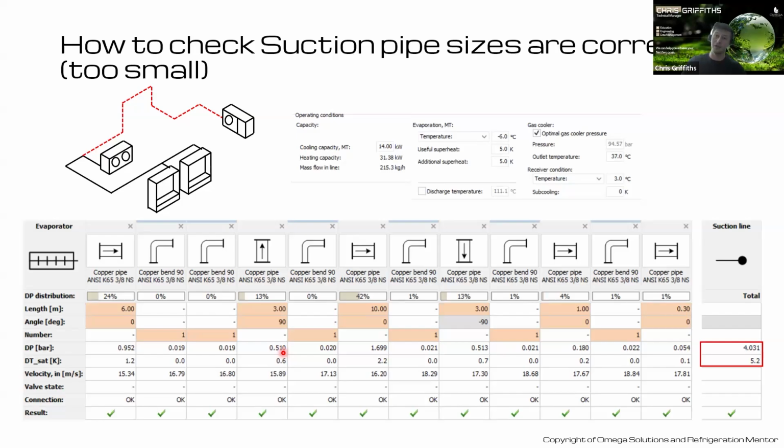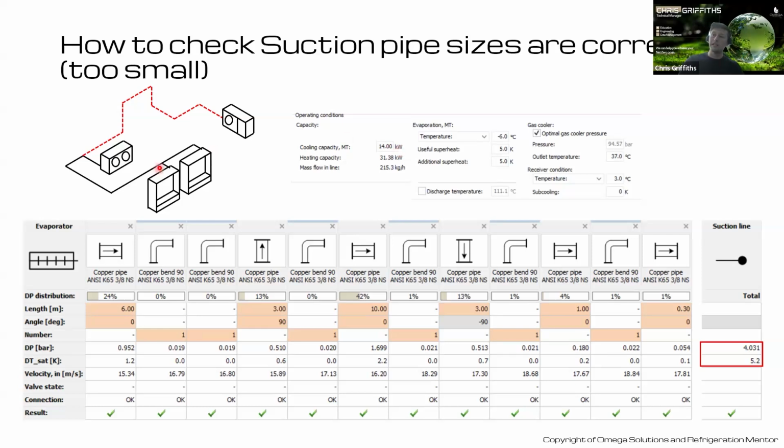Realistically, we want to be sizing it for full load conditions. What we could do afterwards, if we select it all as 1/2 inch, is rerun the same pipe sizes, but with reduced duty here. So instead of 14 kilowatts or 4 tons, we'd drop it down to 2 tons or 7 kilowatts or even lower.